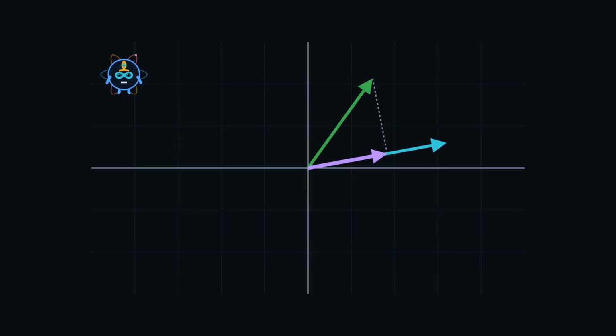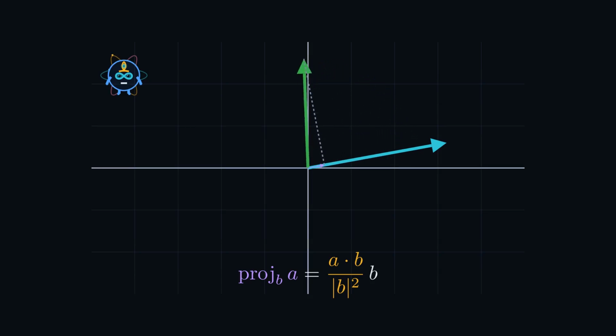Now drop a light from above. The purple arrow is A's shadow on B. The part of it that points along B. That shadow is called the projection. Rotate A and watch the shadow breathe. Long when they agree, gone at 90 degrees. And its length is set by the dot product. That is the formula, dot product over length squared times B.